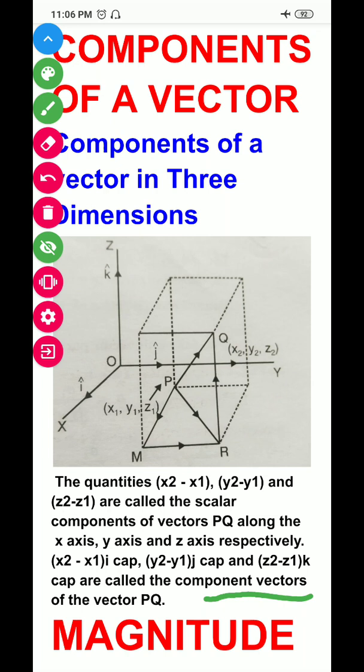So in this way, if we calculate the PQ vector as the position vector of Q minus the position vector of P, then we get x2 minus x1, y2 minus y1, z2 minus z1 as the scalar components, and x2 minus x1 i cap, y2 minus y1 j cap, z2 minus z1 k cap must be the component vectors of the vector PQ. So if we write i cap, j cap, k cap along with the scalar components, we call these the component vectors of the vector PQ.